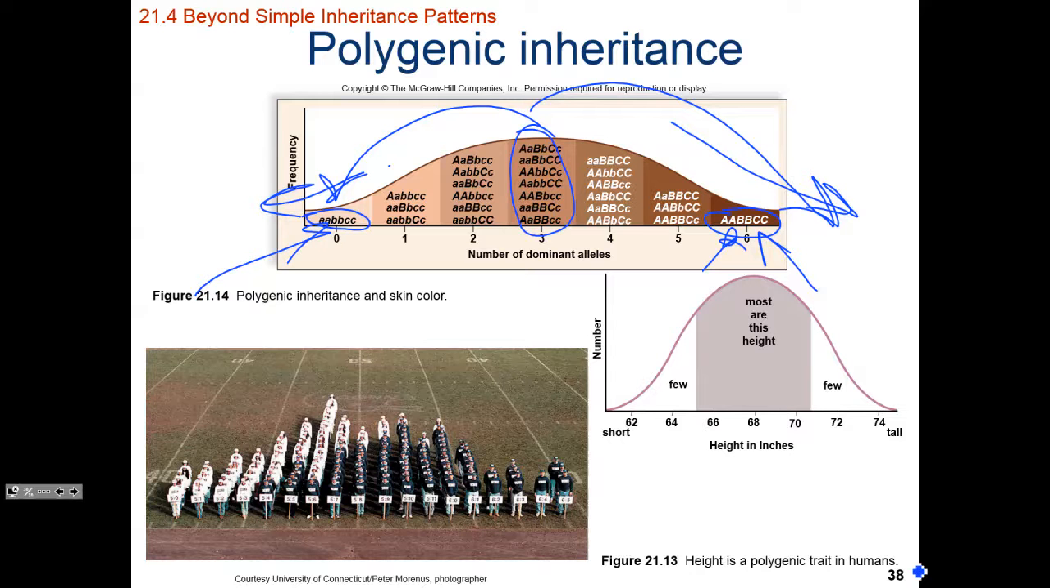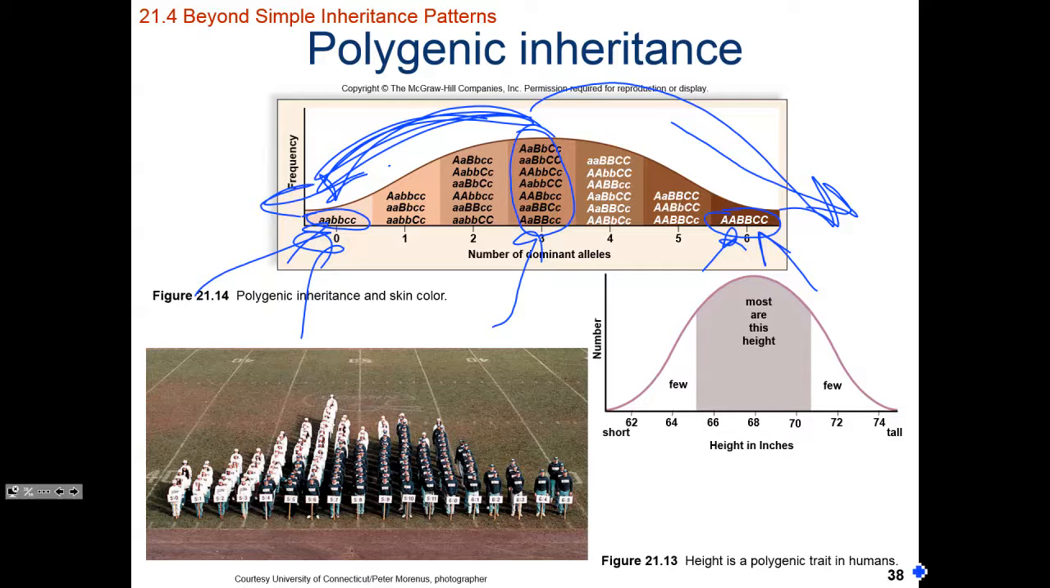So if we had a parent from the number 3 category and a parent from the number 0 category, generally speaking, you'd get some kind of a blending between the 2. Does that make sense? Okay. And the same is true for human height.